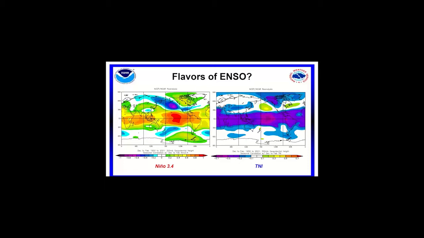But flavors of ENSO is definitely an area where, if we're not careful, if you do small sampling of events, it's easy to overstate the case for flavors of ENSO and how that affects North American winters. But that being said, a broad survey of things suggests there's some room for this analysis, and it might be useful in the future to help improve seasonal forecasts.